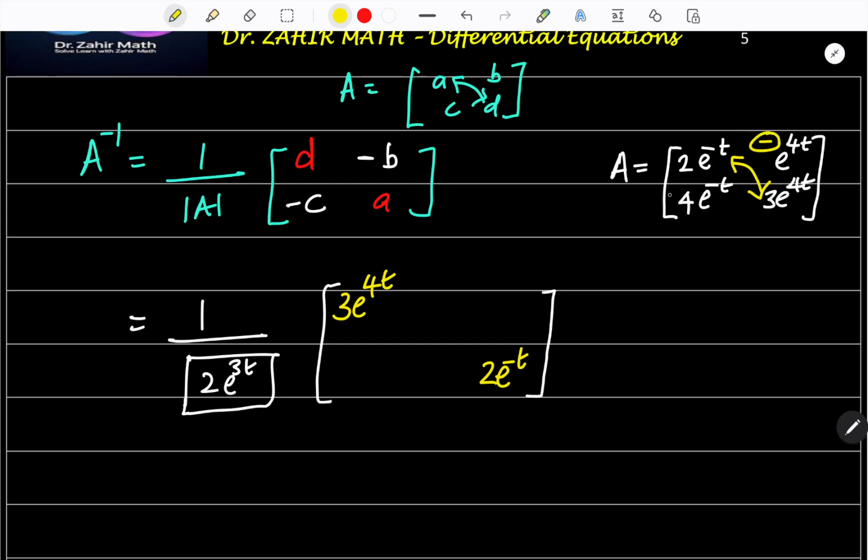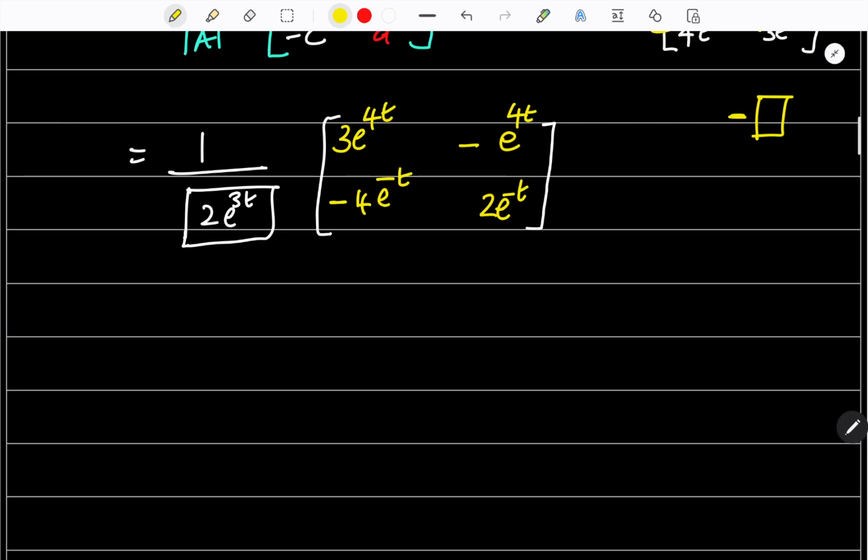Here you need to put minus, here you need to put minus, but it will be in the same place, so no change. And this is e power 4t, right? I put minus only for the terms, not for the power. So I put minus here for e power 4t, and here minus 4 e power minus t. Okay, this is your A inverse.